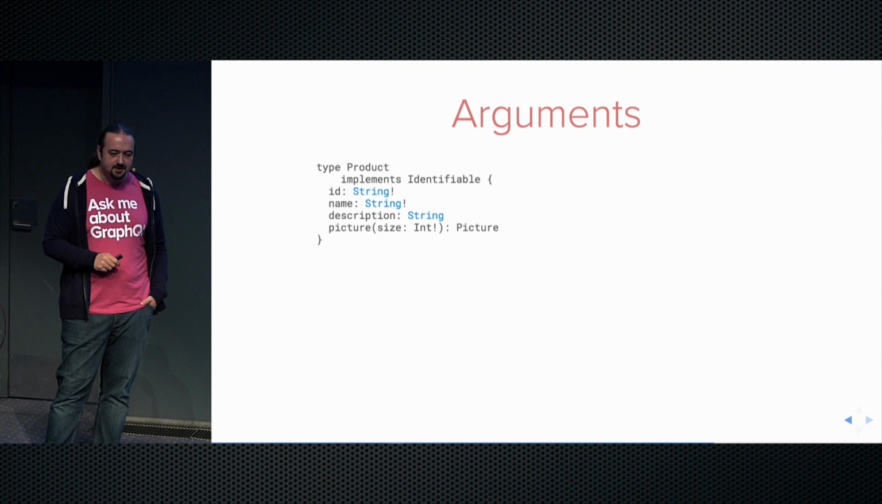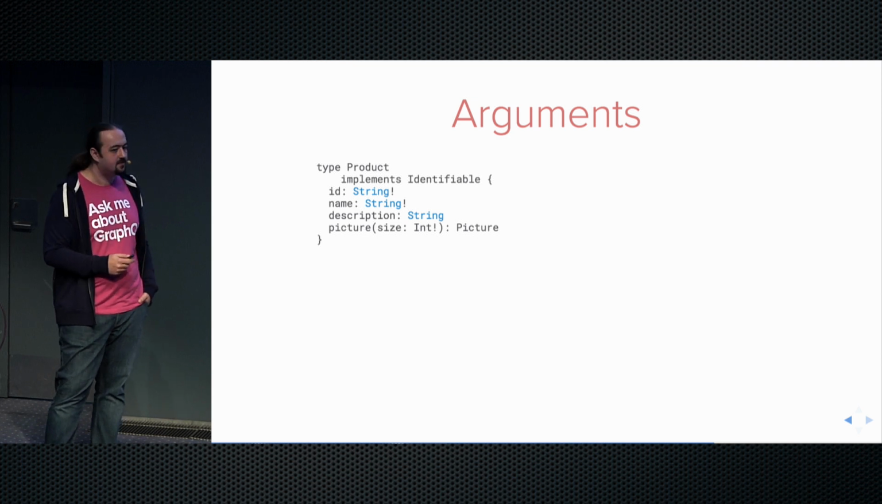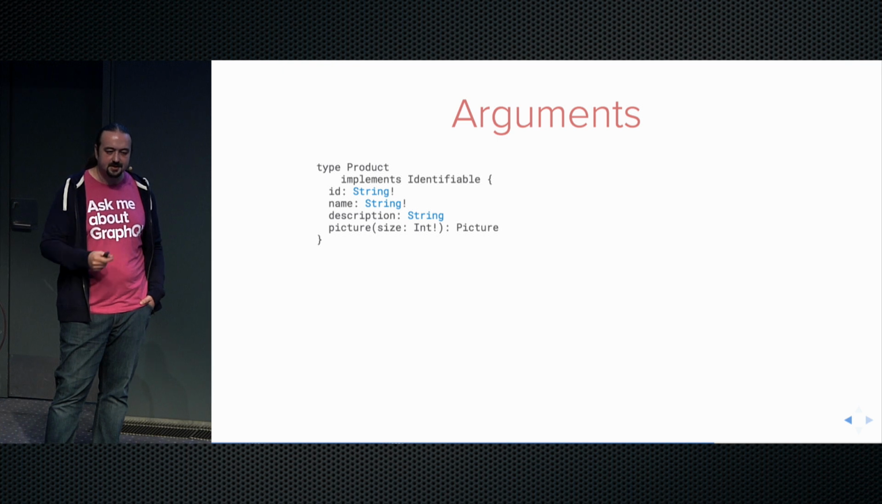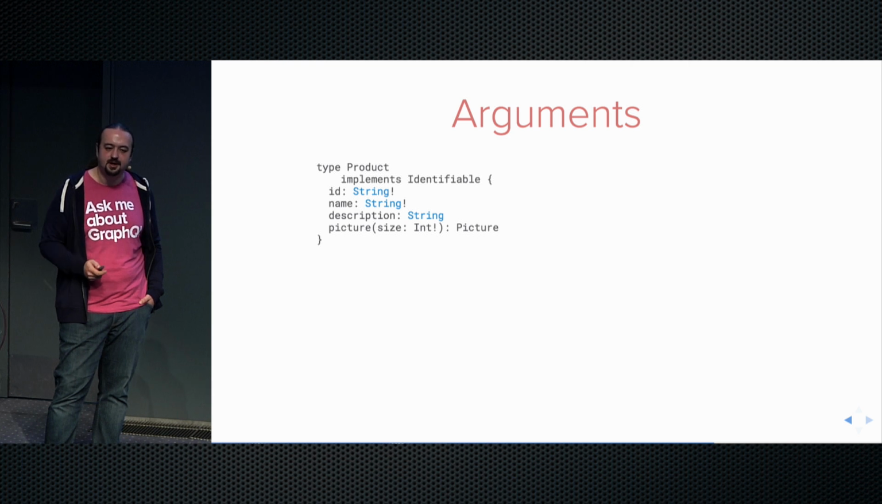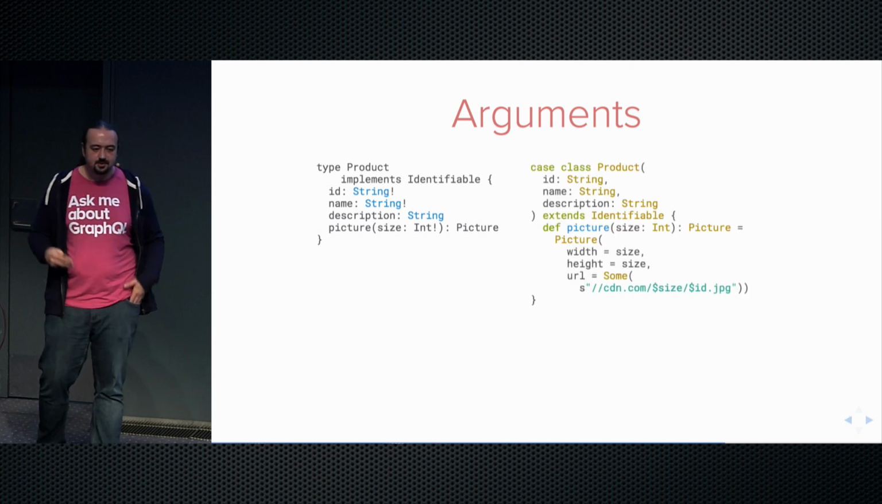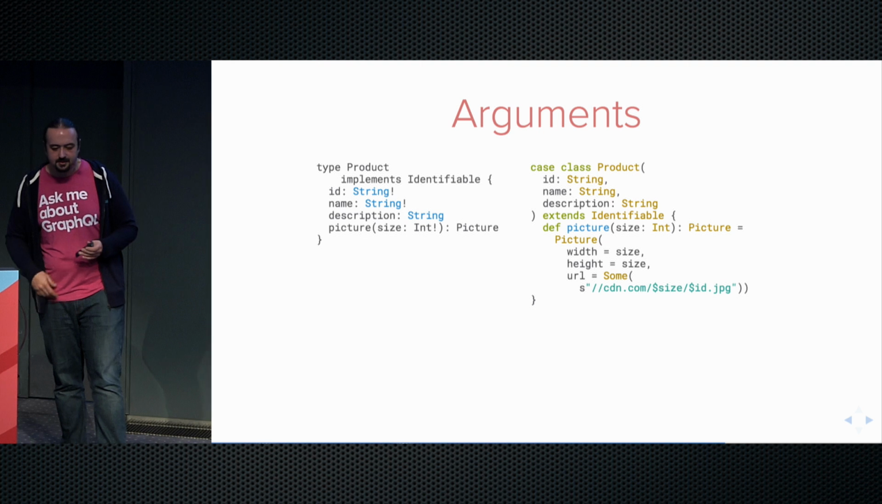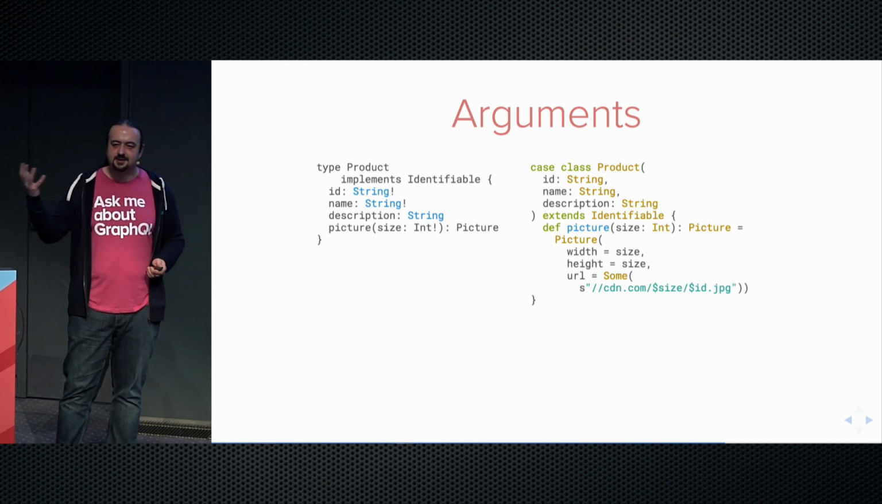And when it comes to implementing this interface, this is how it looks in GraphQL syntax. You just implement an interface, and we also have those arguments. So we have this picture field, which we would like to expose, and we would like it to have an argument. Well, in Scala, we will normally define a method, and we will extend an interface.